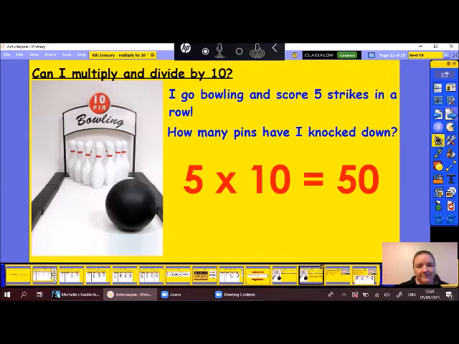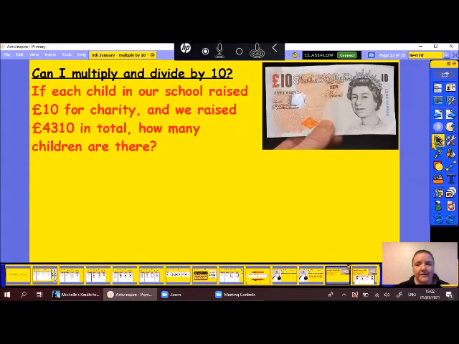Did you get it? So 5 strikes of 10 pins, so 5 times 10, the answer's 50. So I knocked down 50 pins. Let's have a look at another one. If each child in our school raised £10 for charity, and we raised £4,310 in total, how many children are there?